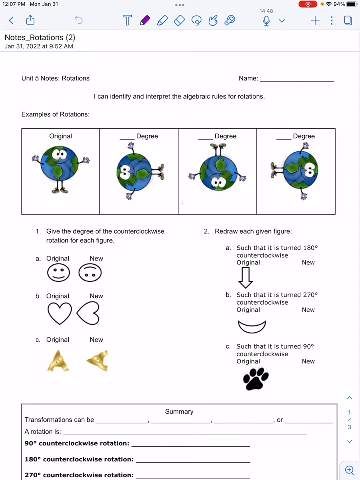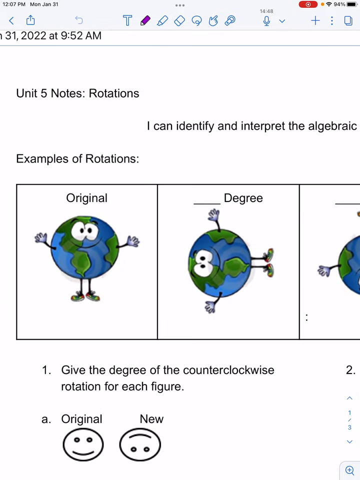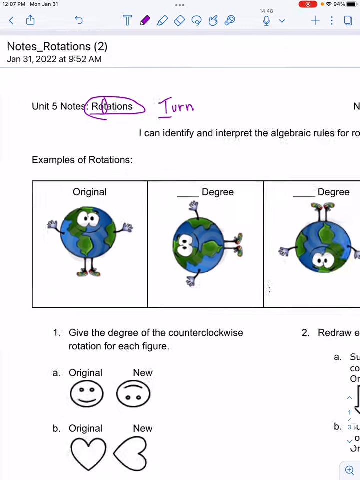Hey, we are still in our transformation unit and we are talking about one of the four types of transformations called rotations. And you can remember rotations turn a figure about a fixed point if you remember that there's a T in rotation and a T in turn.